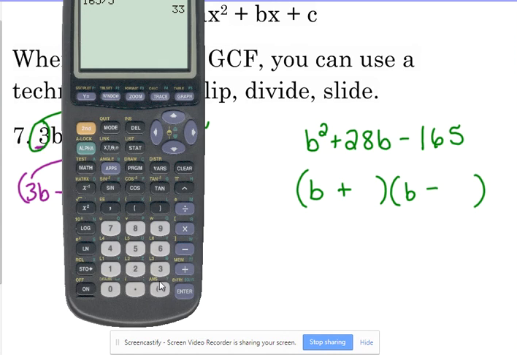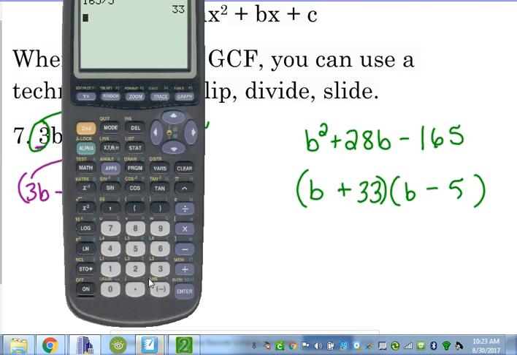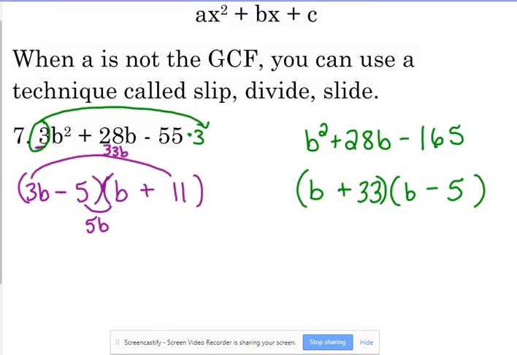Well, obviously, I just multiplied 5 and 33. The 28 is positive, so the bigger number is positive. 33 minus 5 is 28. We're not finished, because that's not going to give us the original problem. So that's the slip and factor. Now the divide: we've got to divide those two numbers by the original a. So a was originally 3, so we're going to divide both of those by 3.